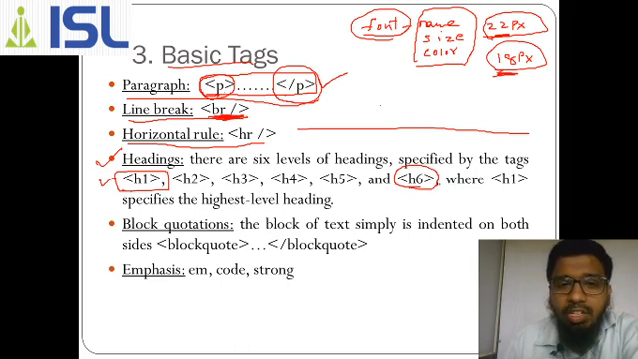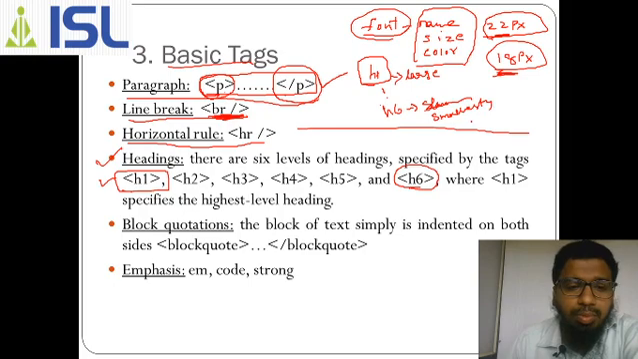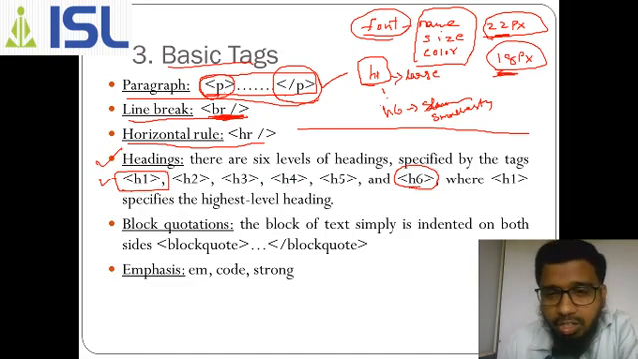These are the basic 6 levels of headings, where h1 is the highest level heading, which means h1 will be the biggest, large. And in the same way, h6 is the smallest. Fine. So the headings are h1, h2, h3, h4, h5 and h6.